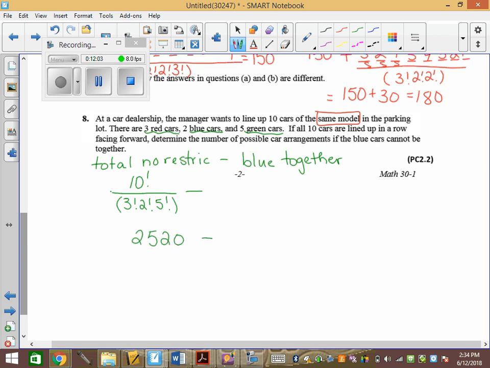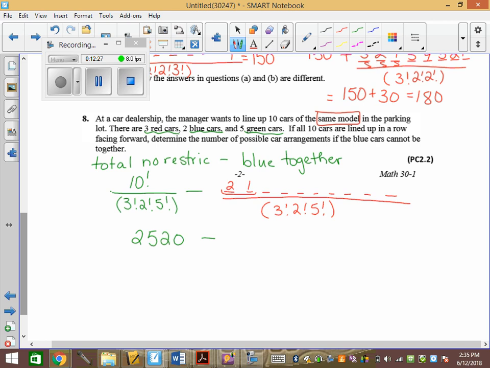So substantially smaller than 10 factorial, because it takes away all those cases where they would look the same if I rearrange them. Then you have to put the blue together. 1, 2, 3, 4, 5, 6, 7, 8, 9, 10 divided by 3 factorial, 2 factorial, 5 factorial. Blue together. How many blues are there? 2. So I'm going to hook them together. I'm going to get 2 then 1.